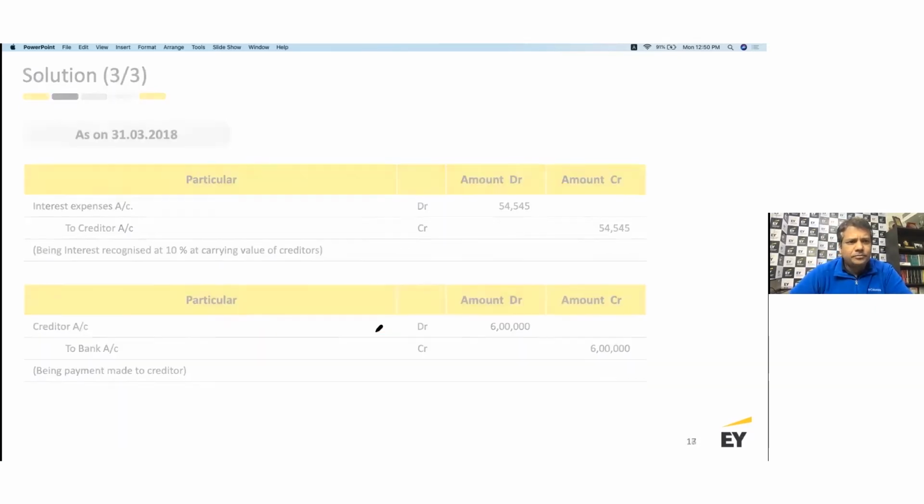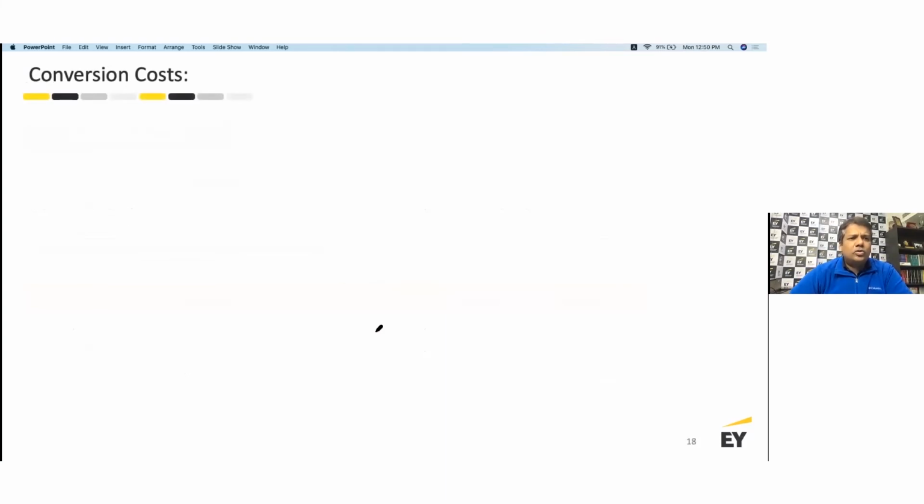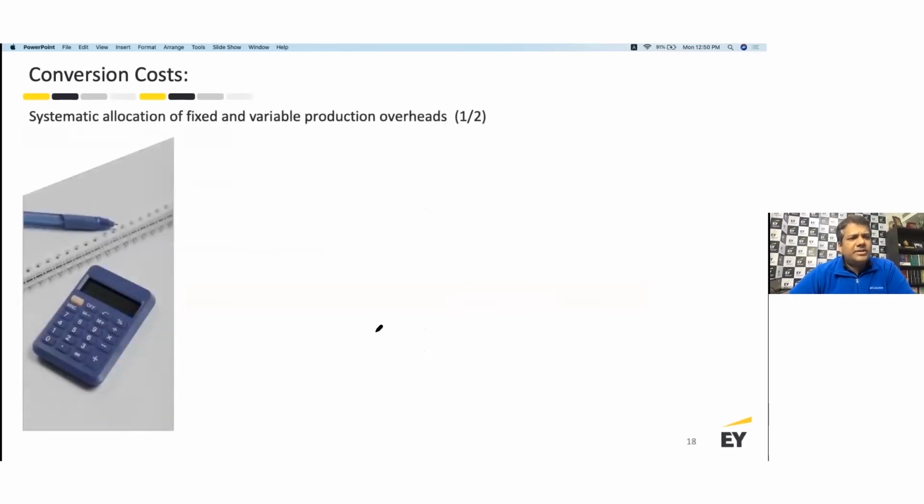All right. Let's now talk about, so we talked about the purchase cost. Let's now talk about the conversion cost. What are the conversion costs? Systematic allocation of fixed and variable production overheads. Okay, variable and fixed production overheads.